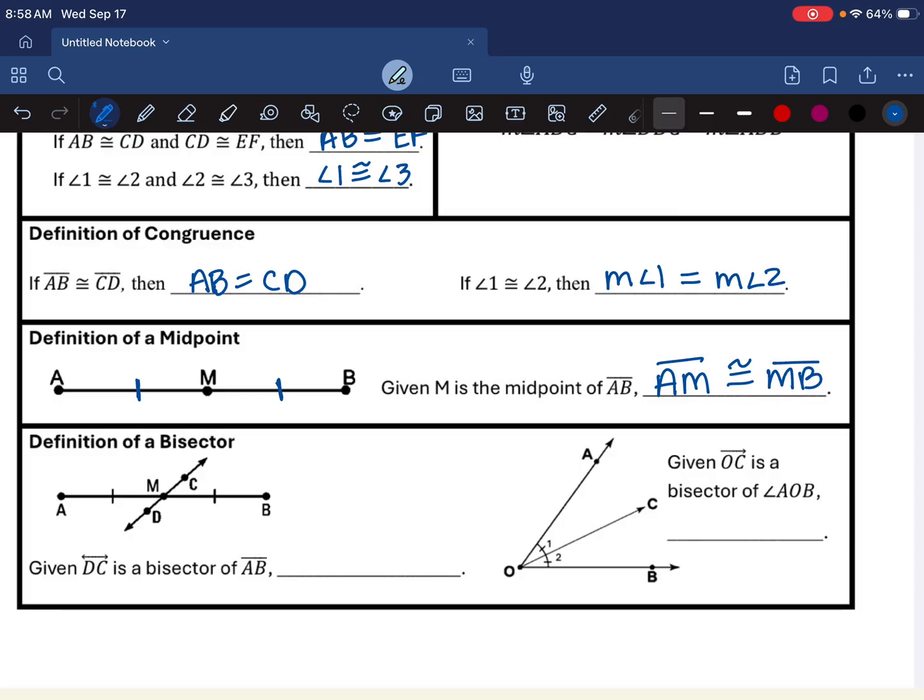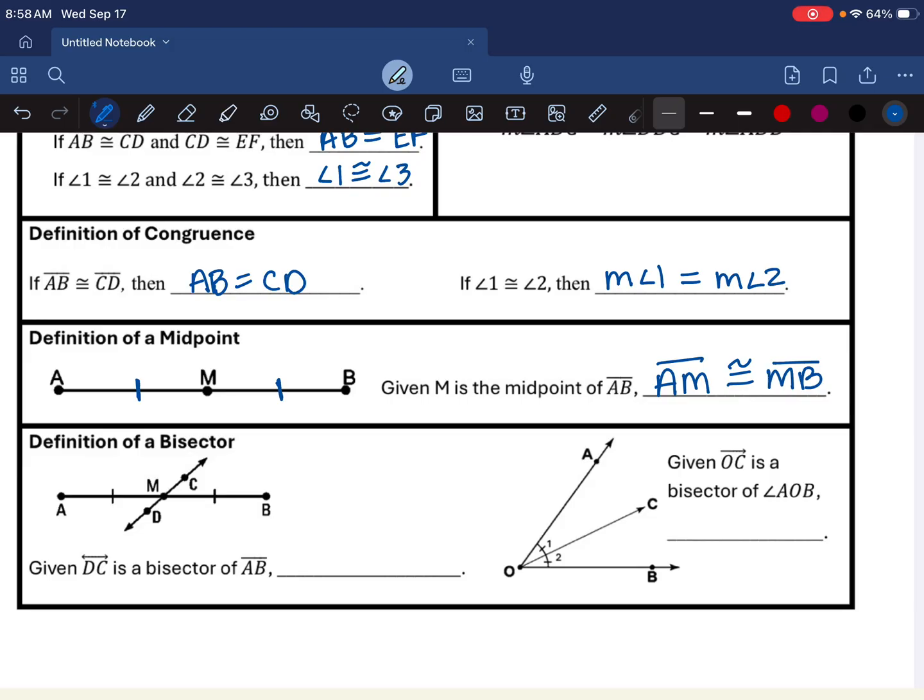Okay, last thing, again, we have talked about definition of a bisector already. If something bisects, what is it doing? It does intersect. That's what I meant. Big difference, okay? More specifically, if something bisects, what does it do to the line? Cuts it in half. That's what we're looking for, okay?